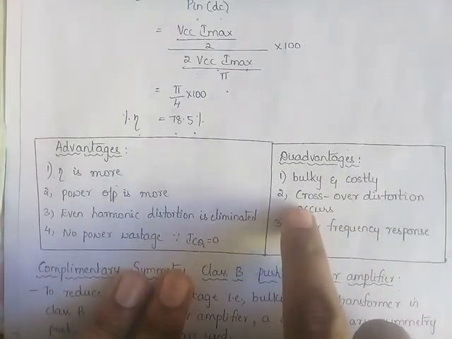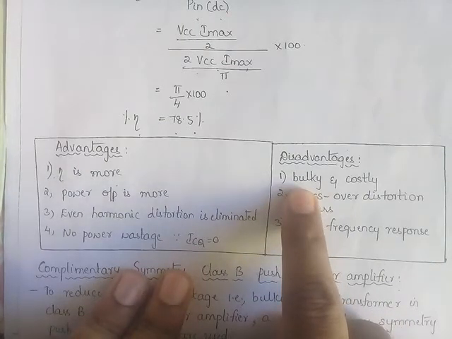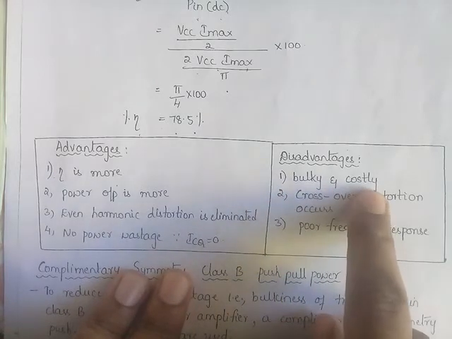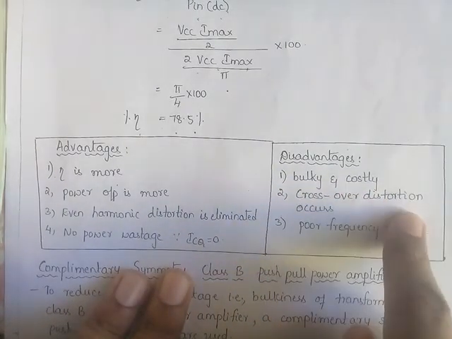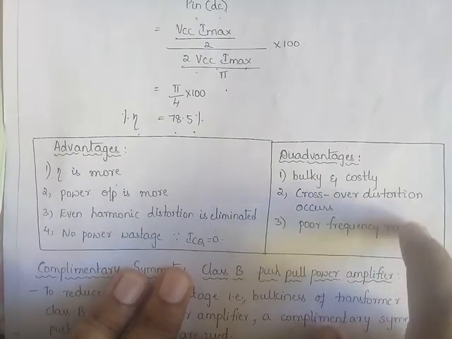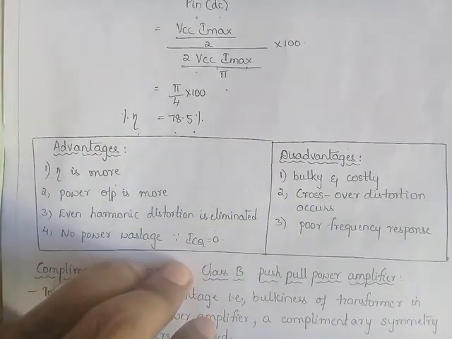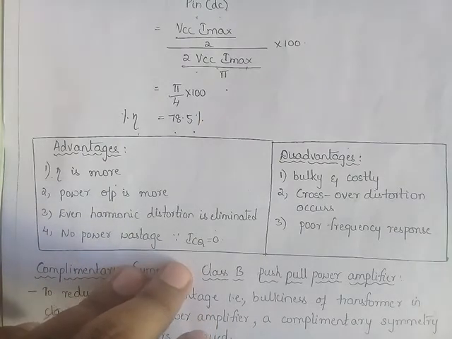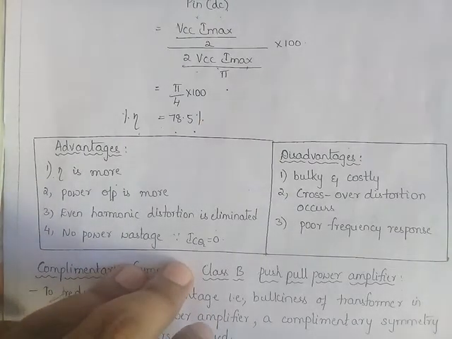And what are the disadvantages? The circuit design of the push-pull connection of class B power amplifier is very complicated because it is bulky and costly. And next thing is crossover distortion will occur. So what is crossover distortion? If you give any type of input signal at the input side, the same input signal will be reflected, but the change of phase will be there.